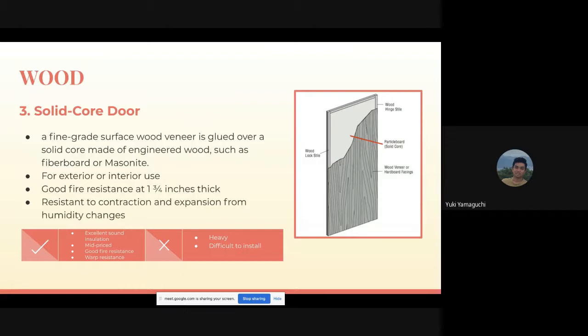So the upsides of solid core door is its excellent sound insulation, mid-priced, good fire resistance, it's warp resistant, and the downsides is that it's heavy, which makes it difficult to install. So the picture at the right shows the internal structure of the solid core door, and the engineered wood that they used in this picture is a particle board.